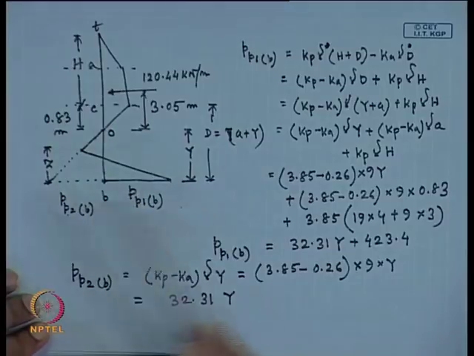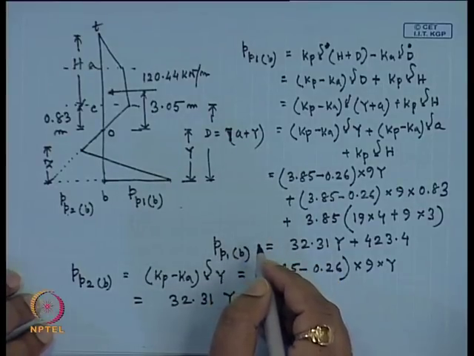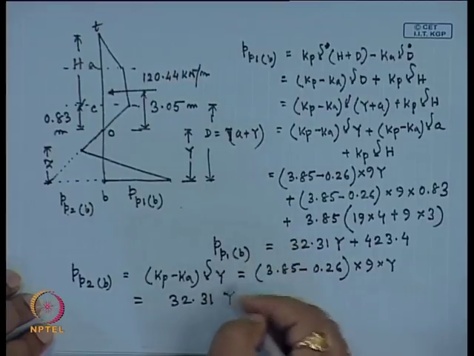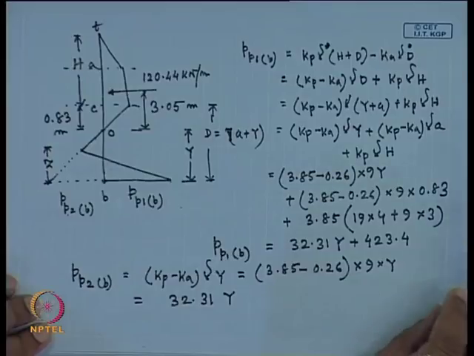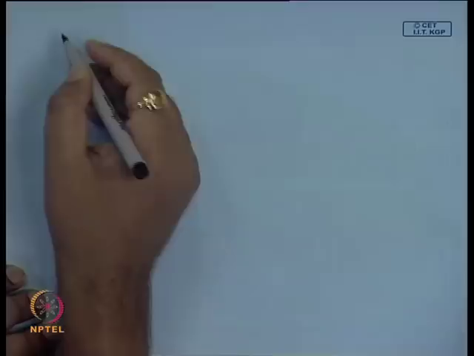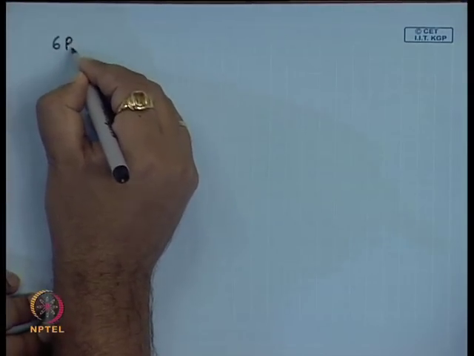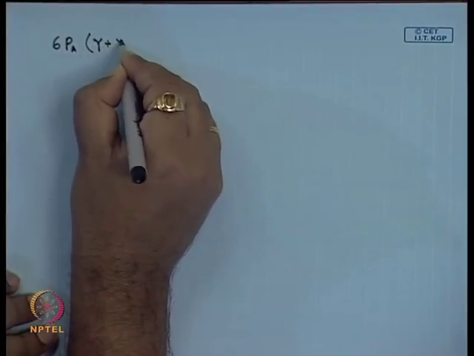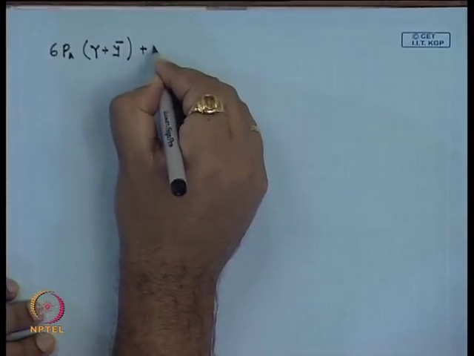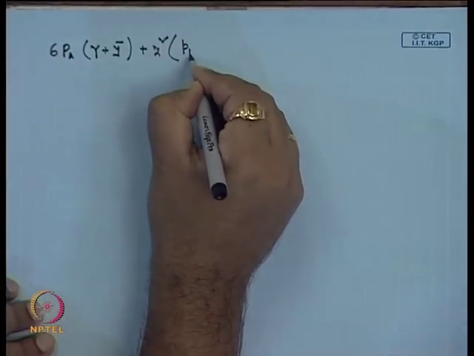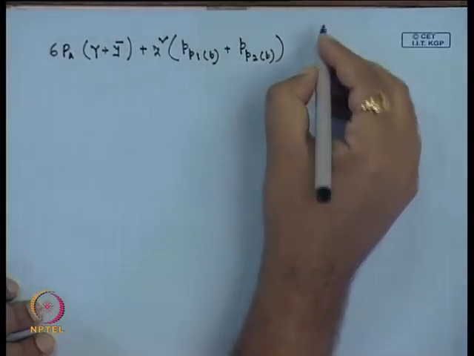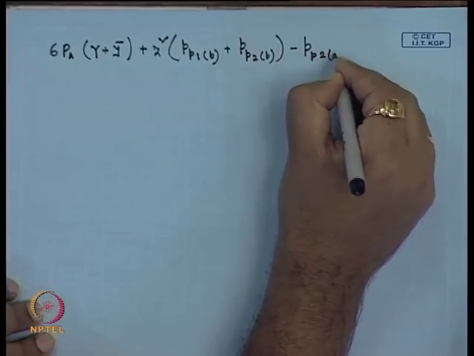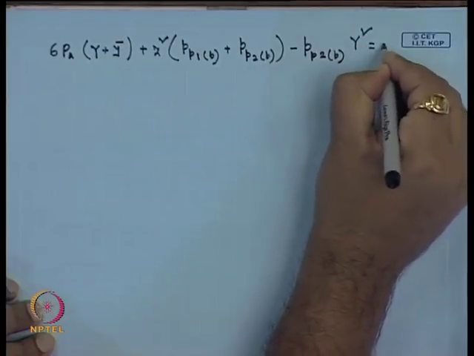Now, these things we will put in our general expression, which I have already derived in the last class. All these values which we are calculating here, we will put in the general expression and then determine the value of D. The general expression which we got in the last class is 6 P_A into (capital Y plus small y bar) plus Z square into (P_P1B plus P_P2B) minus P_P2B into capital Y square, that is equal to 0.